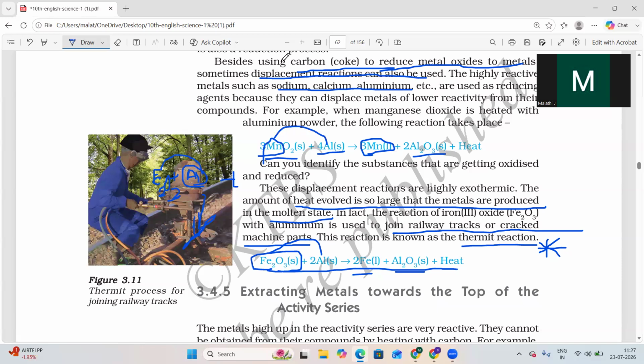Next class, we have only small topics left that we will study: extraction of metals with the top reactive metals, highly reactive metals, and one more thing, corrosion.